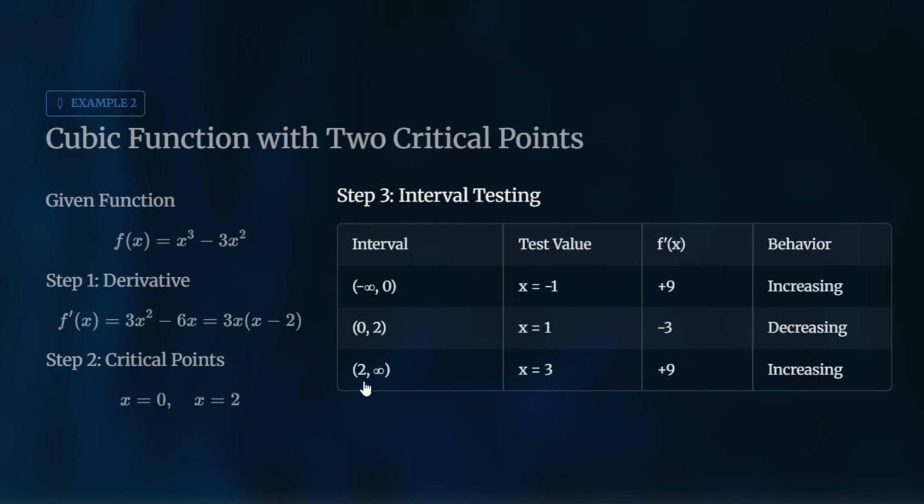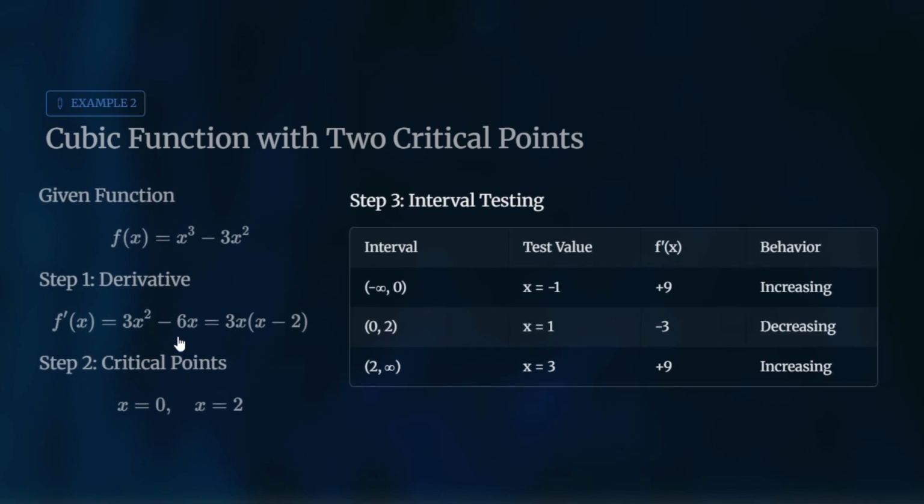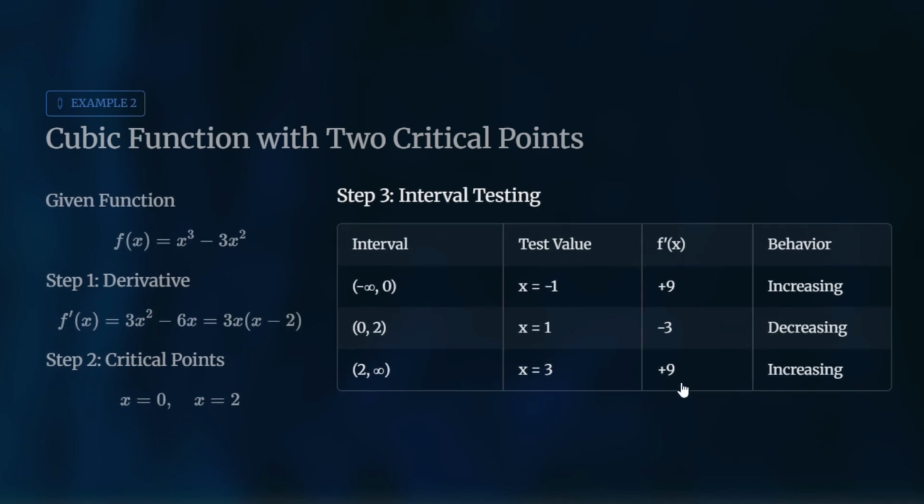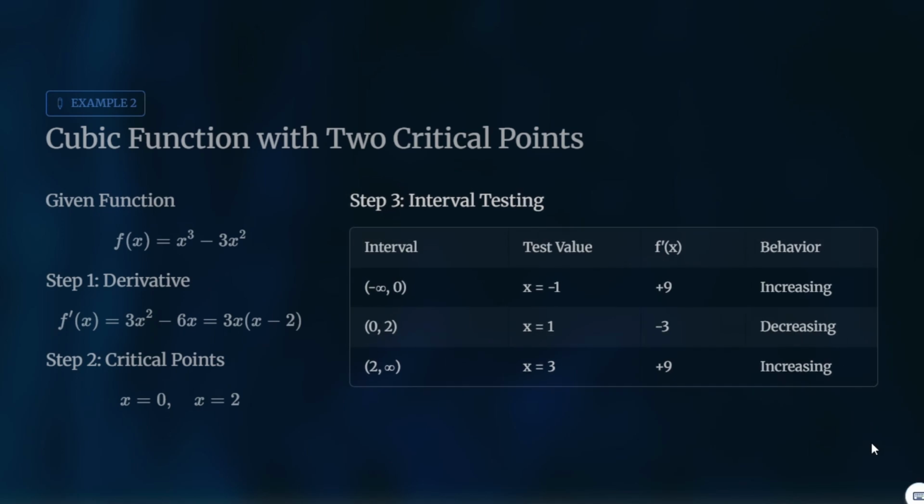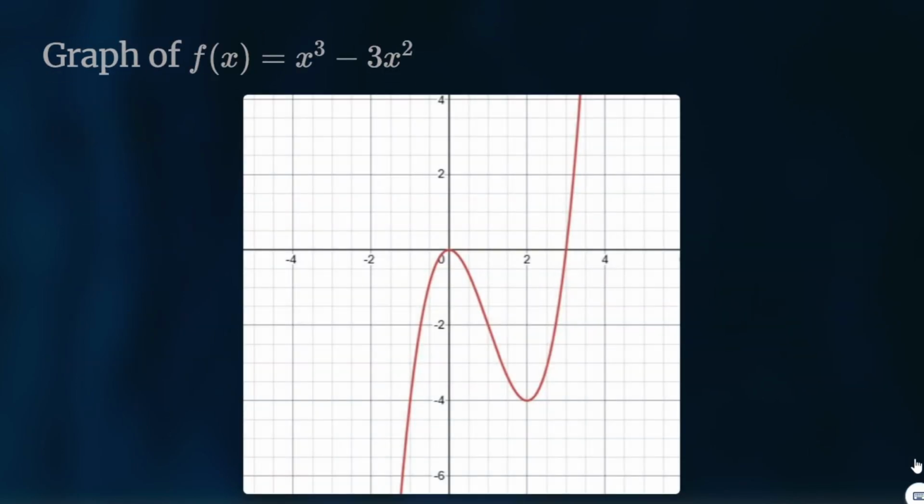And finally, for our interval from 2 to infinity, we could pick any point. If we pick x equals 3, substituting x equals 3 into our derivative, f prime of 3 is equal to 9. And therefore, since it's positive, the function is increasing on that interval. So if we look at the graph, you can see that the function is increasing from negative infinity to 0, decreasing from 0 to 2, and increasing again from 2 to infinity.